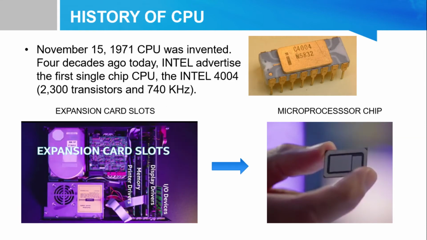History of CPU. November 15, 1971, CPU was invented. 4 decades ago today, Intel advertised the first single-chip CPU, the Intel 4004, with 2,300 transistors and 740 kHz for the clock speed. The picture on the left side is the computer motherboard 4 years ago with expansion card slots that has different functionality: input-output devices, display drivers, memory, and printer devices. And today, all those functionalities fit in a very small chip, the microprocessor, on the right side picture.